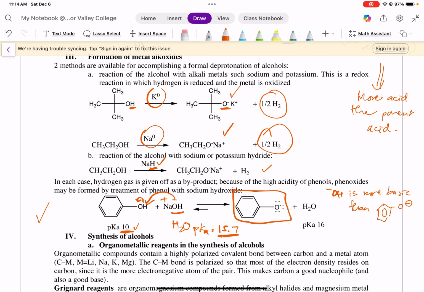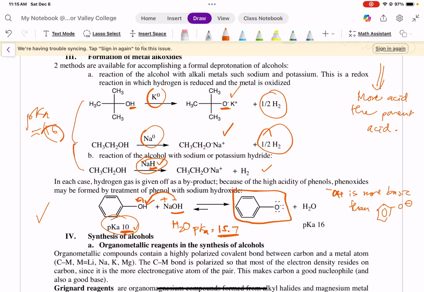Either using alkali metals like potassium or sodium for the alcohol that have a regular pKa of around 16. But when you get to phenol with a pKa of about 10, that's a lot stronger. That's 10 to the 6 times stronger, 1,000,000 times stronger. You don't need sodium or potassium or sodium hydride. You need just sodium hydroxide.